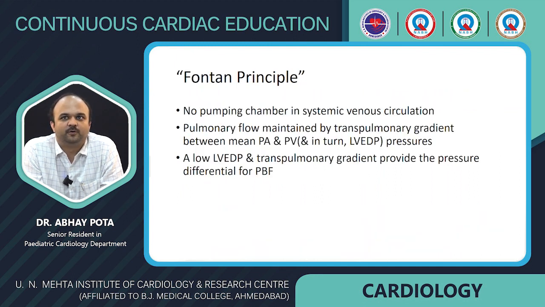So, what is the Fontan principle? The Fontan principle is that there is no pumping chamber in the systemic venous circulation. Pulmonary blood flow is maintained by the transpulmonary gradient between mean PA pressure and pulmonary venous pressure, and in turn LVEDP. A low LVEDP and transpulmonary gradient provide the pressure differential for pulmonary blood flow. It is interesting to note that no other species has evolved such a circulation over millions of years of evolution.